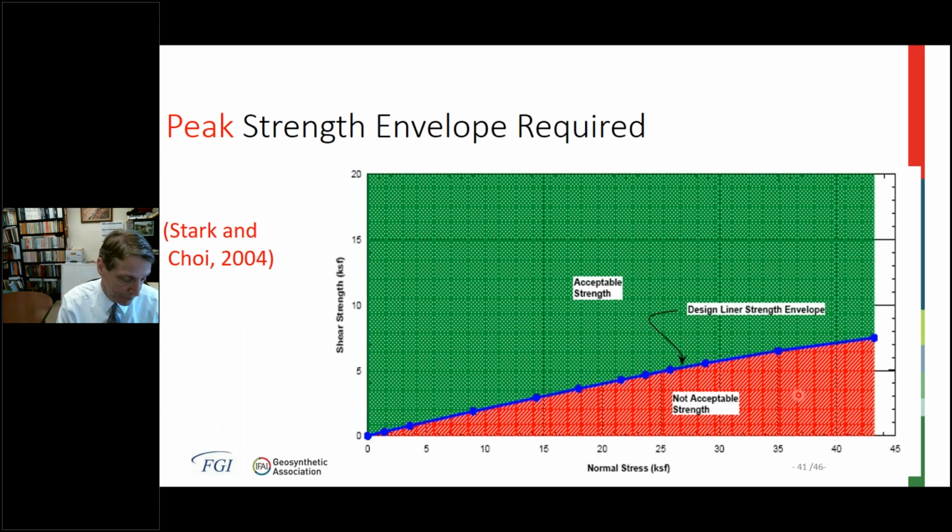Okay. Paresh Desai asks, is there a cutoff for slopes that you recommend? For example, a minimum or maximum slope percentage to use in peak versus residual strength?